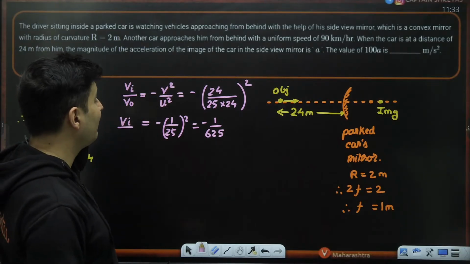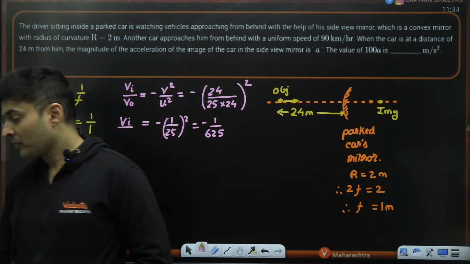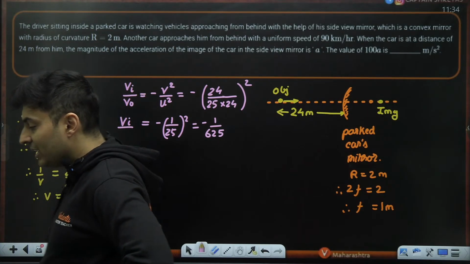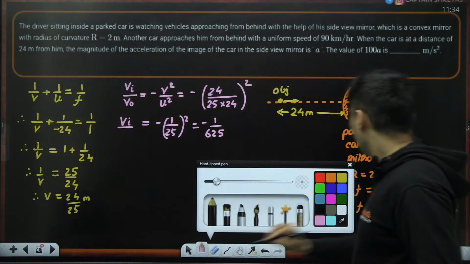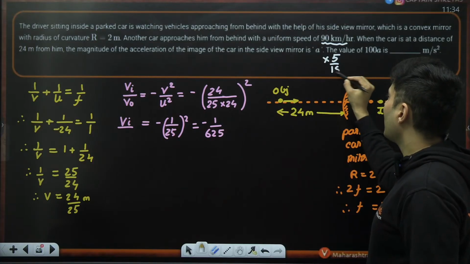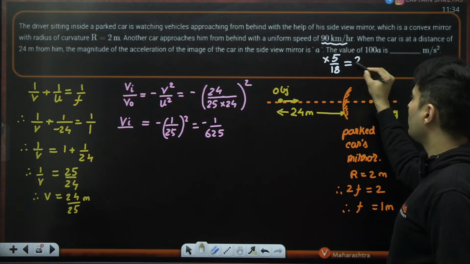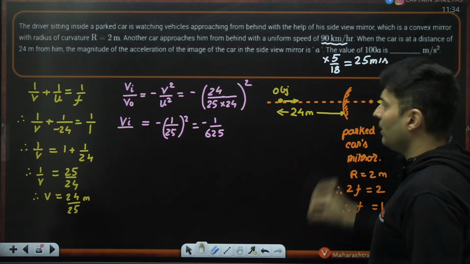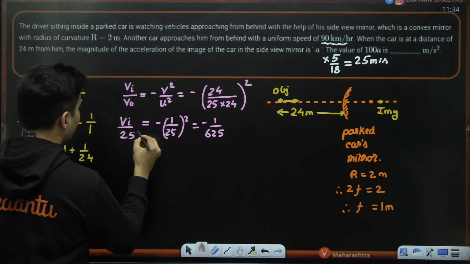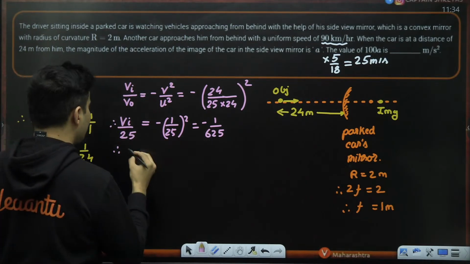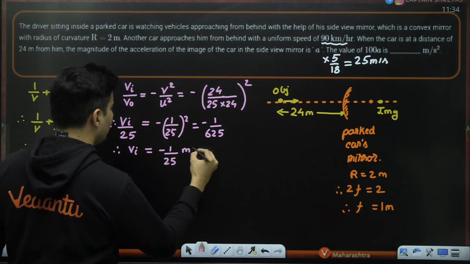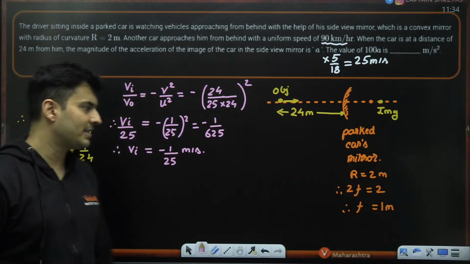Now, is the object speed given? Yes, it is 90 kilometers per hour. First convert this into meters per second. 90 kilometers per hour multiplied by 5 by 18. It goes 5 times, so this will be 25 meters per second. So object velocity over here is 25 meters per second. This 25 and 625 will cancel. So the image velocity will be minus 1 by 25 meters per second. Everything is in meters per second.